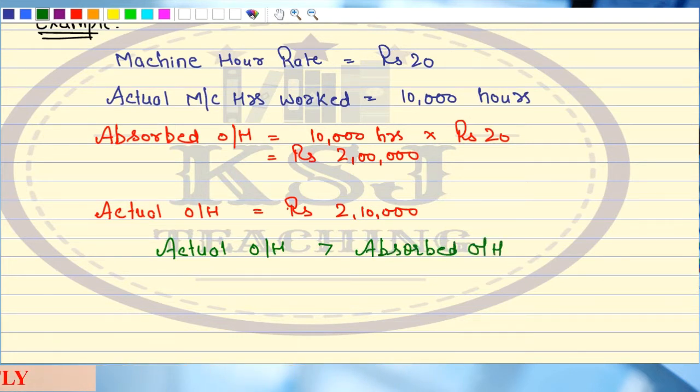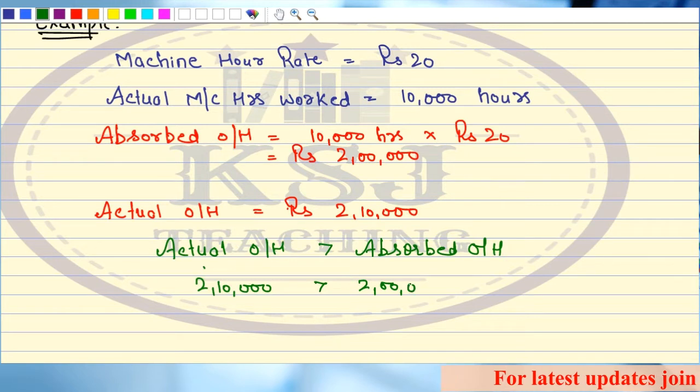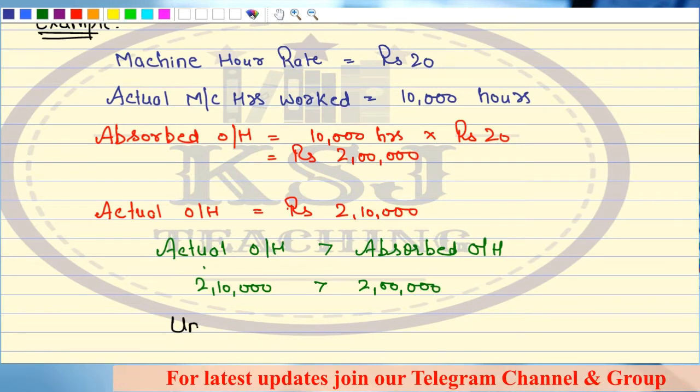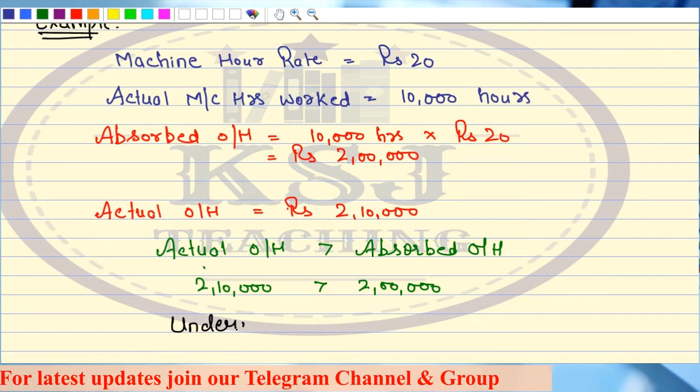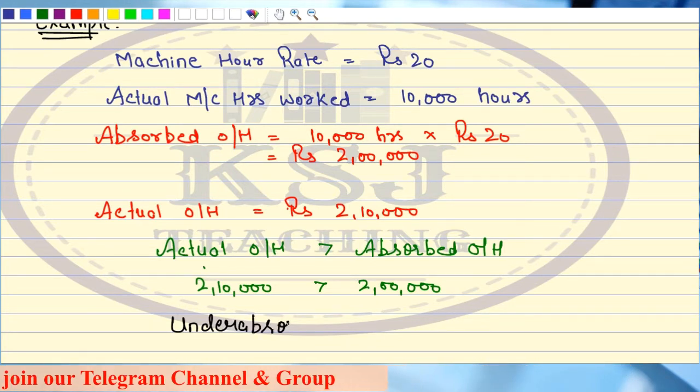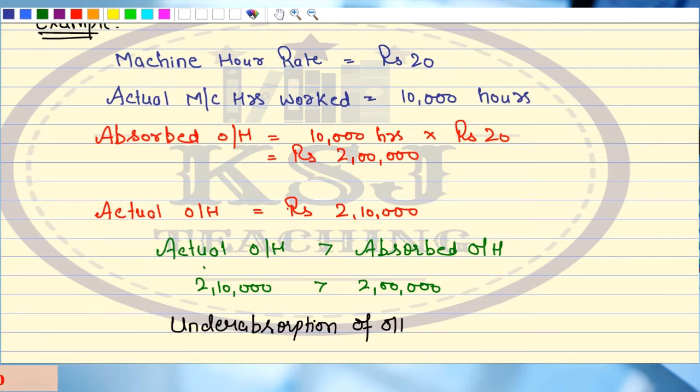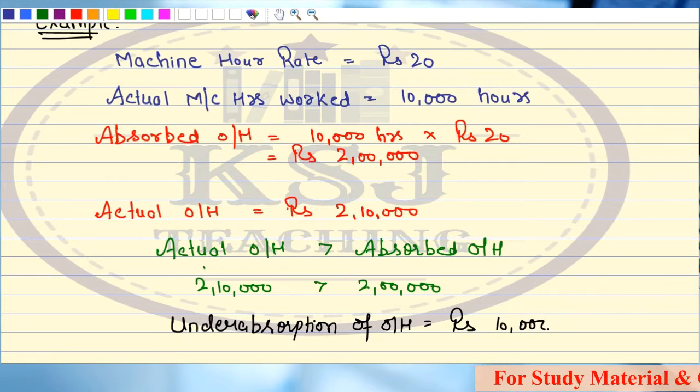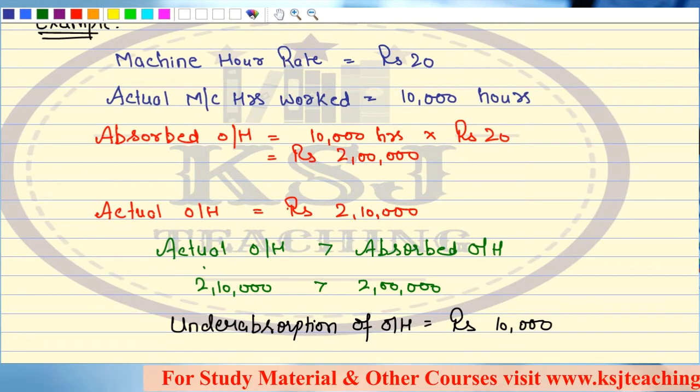What is my actual overheads? 2,10,000. What are my absorbed overheads? 2 lakh. So what is this case? Sir, this is a clear-cut case of under absorption of overheads, to the tune of rupees 10,000. Now, just try to understand, sir, why are we studying this topic?